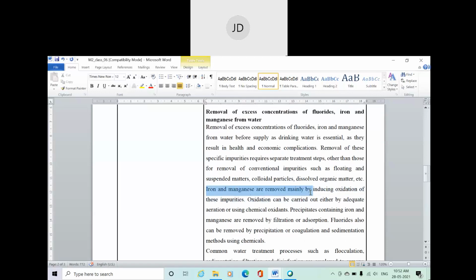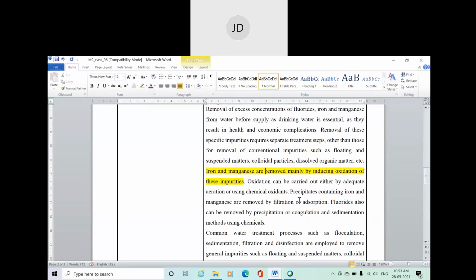Iron and manganese are removed mainly by inducing oxidation of these impurities. That means even from the aeration process of the treatment plant, we can remove iron and manganese somehow. That means iron and manganese can be oxidized by the oxygen, which is done by the aeration process. So iron and manganese are removed mainly by introducing the water to oxygen or oxidation of these impurities. Oxidation can be carried out either by adequate aeration or using a chemical oxidant.